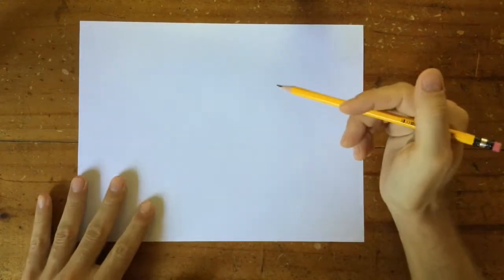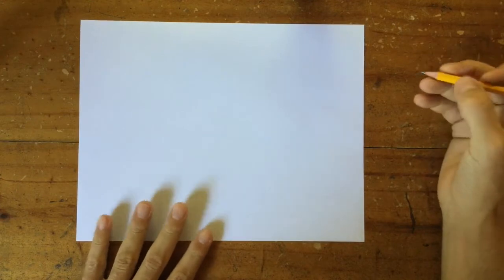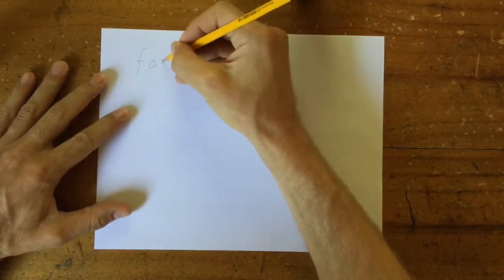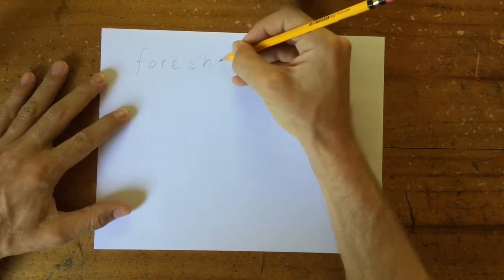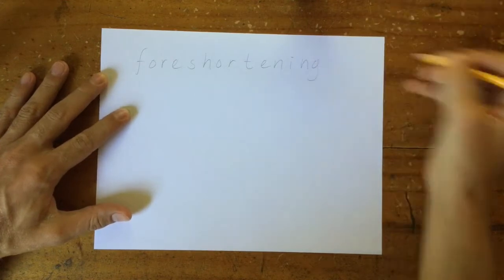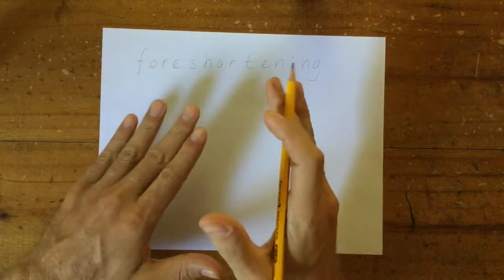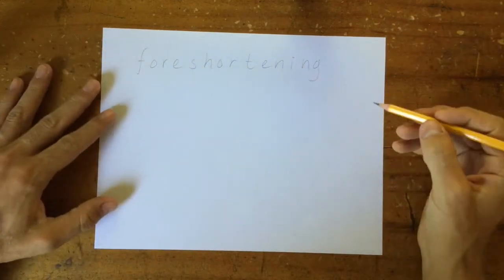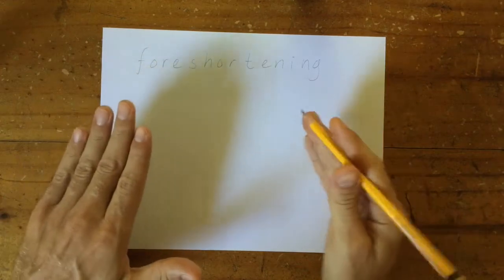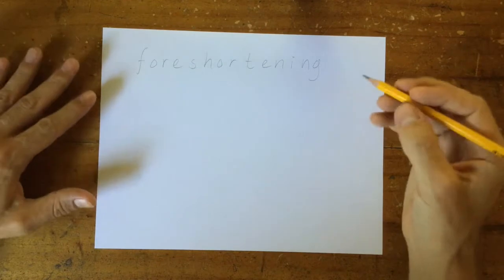So before we get into the actual drawing this week, I want to explain the concept of foreshortening and what that means in an artistic sense. When you foreshorten something, it means that you change the angle that you're viewing it from. You change the angle to a very sharp angle. Okay, so I can explain that much better with some pictures.